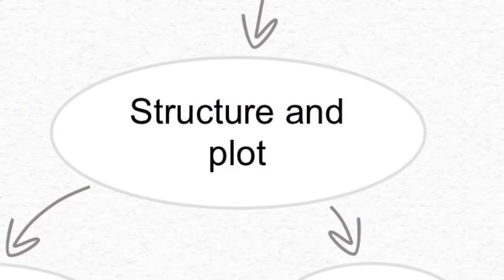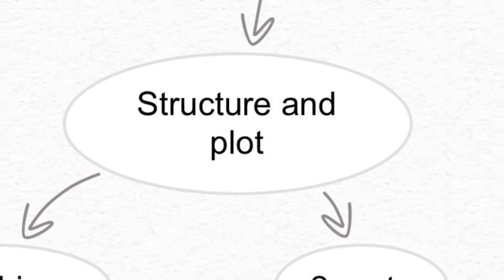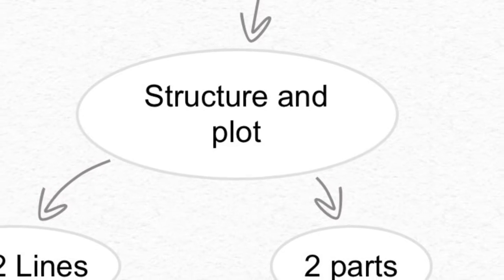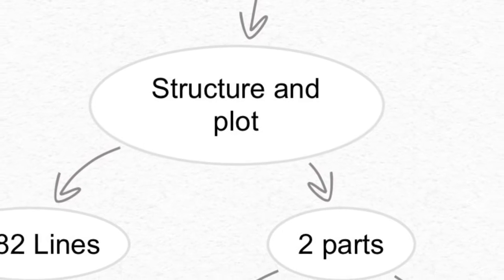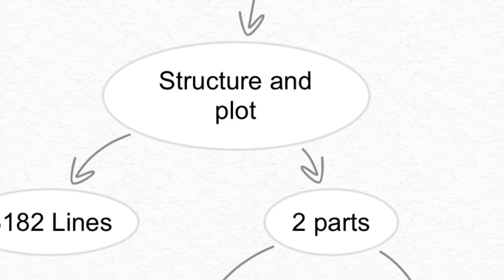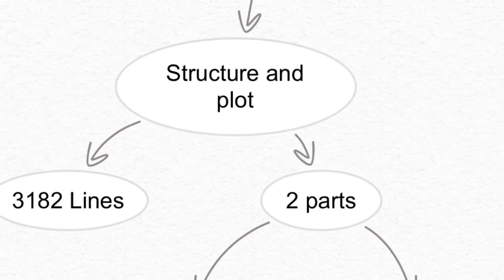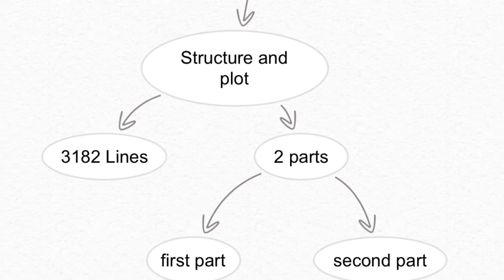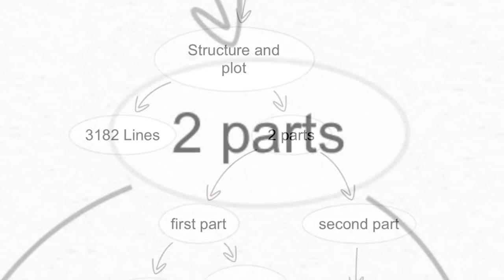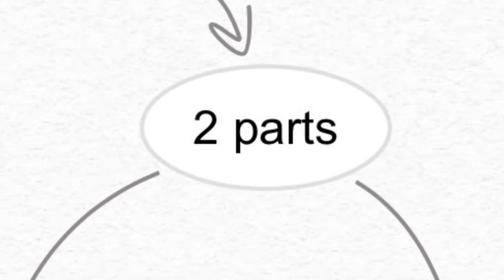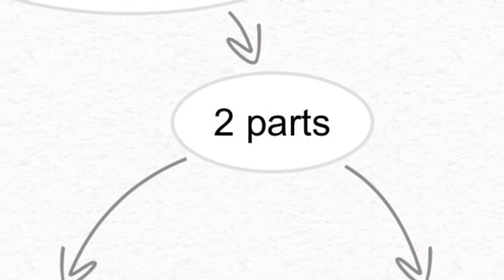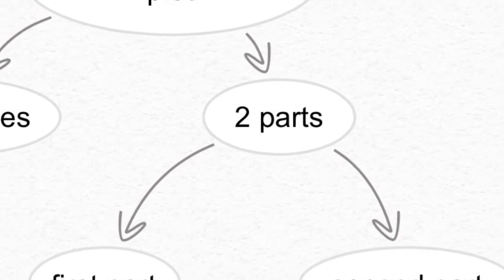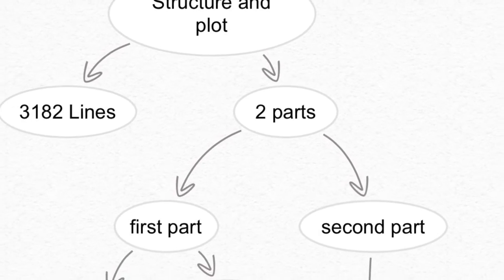It's now time to move on to the next literary element, structure and plot. The poem has a total of 3,182 lines that a scop set to music and words to commemorate the actions of the mythical hero Beowulf. The poem is divided into two parts, and in each Beowulf encounters a strong enemy.